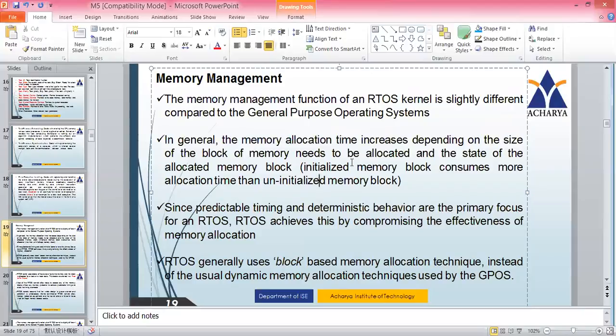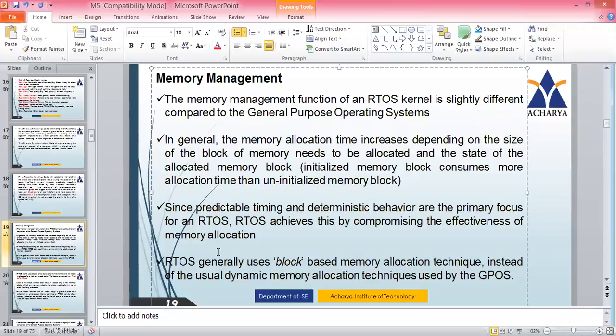In general, the memory allocation time increases depending on the size of the block of memory that needs to be allocated and the state of the allocated memory block. So as the size of the block of the program increases, the memory allocation time also increases. Always, the initialized memory block consumes more time than the uninitialized one because it has to search where exactly it is.